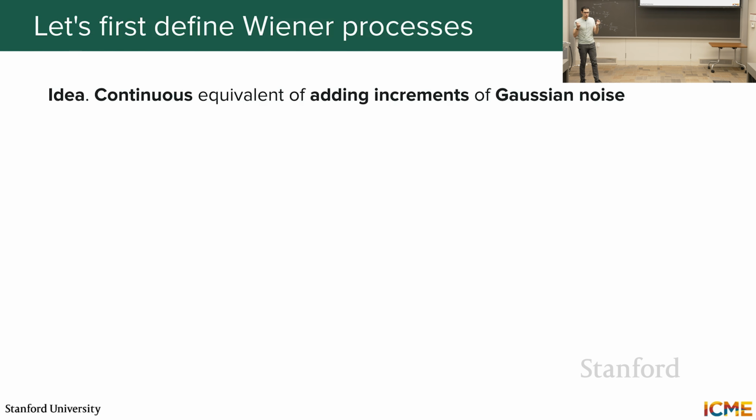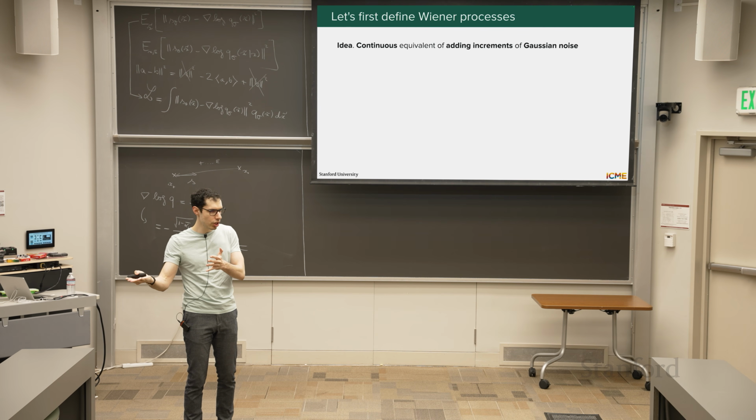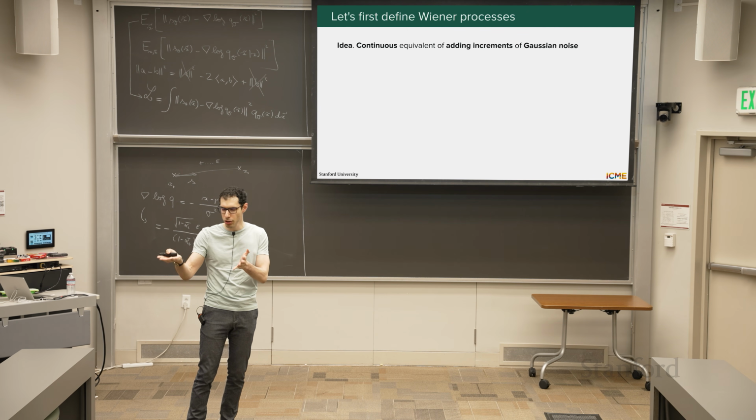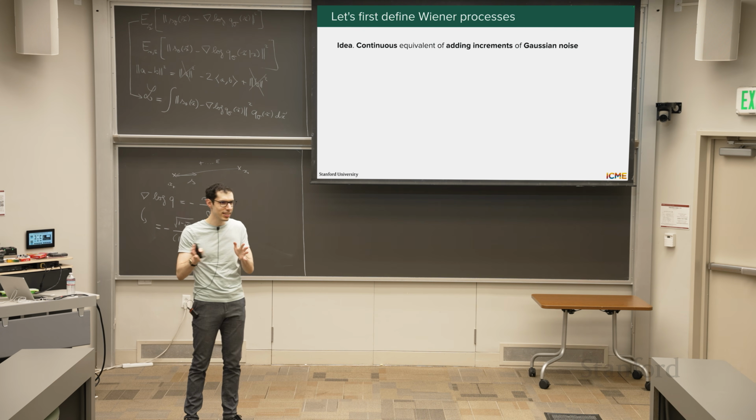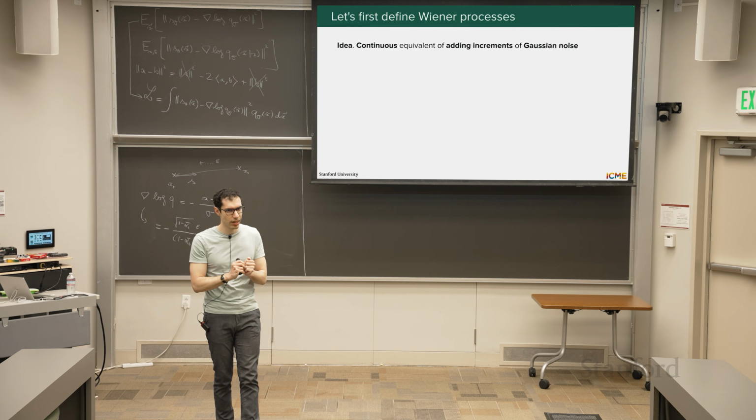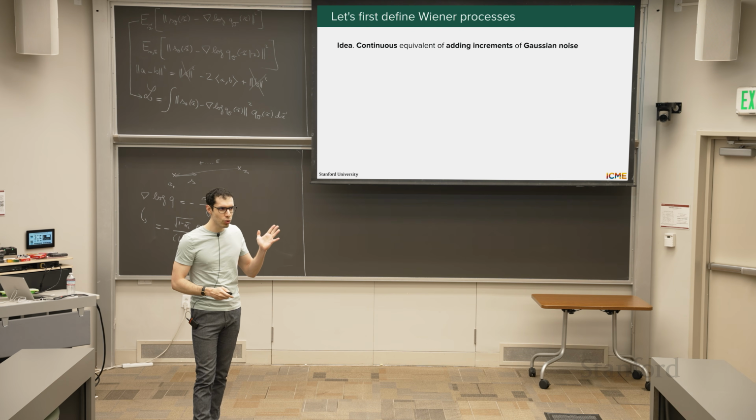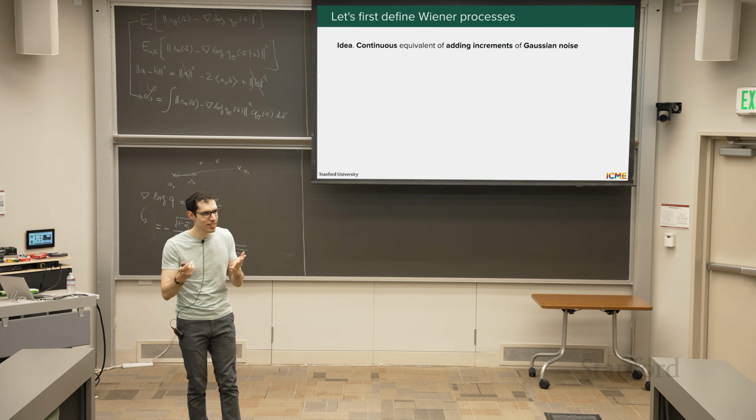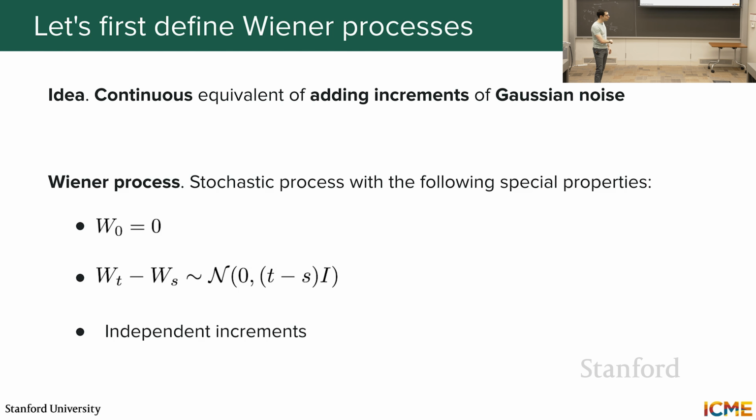In order to do that, we first need to have an equivalent of noise increments. Because up until now, the way we added noise to clean images was via sampling from a Gaussian distribution, a normal distribution of mean zero and covariance matrix the identity, and then just adding noise like this. But what you want is to have a continuous equivalent of having these noise increments. And this is where the Wiener process comes in.